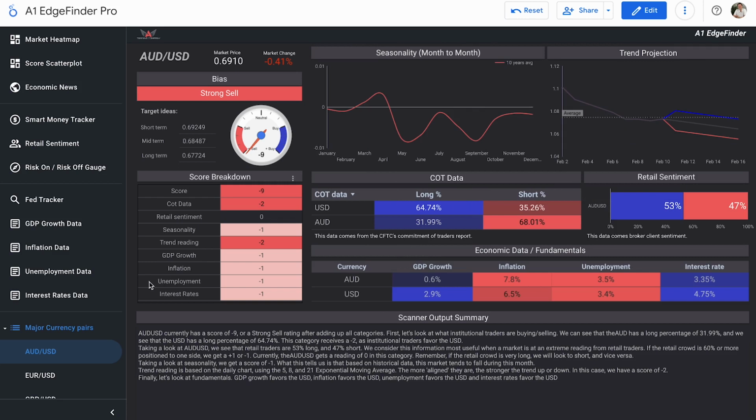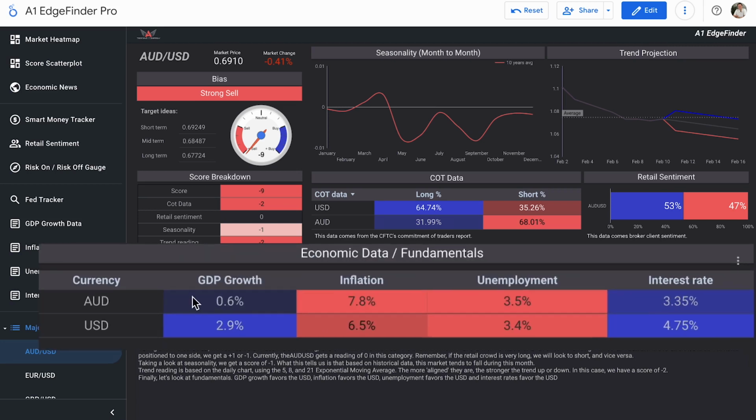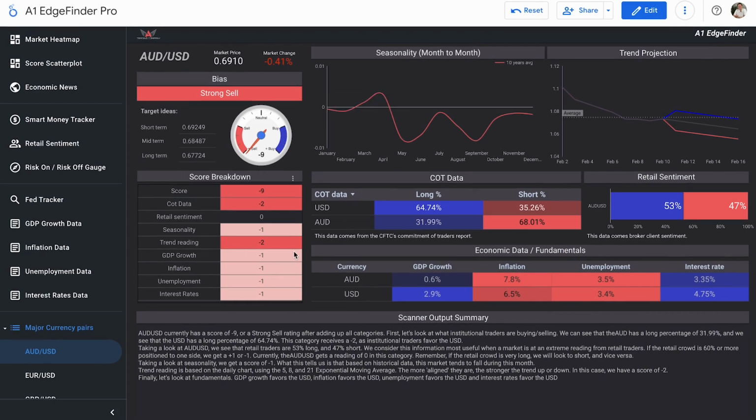Fundamentals now, GDP growth, inflation, unemployment, and interest rates, all scores of -1. And we can take a look at those numbers right here. The US dollar is beating out the Australian dollar in all 4 of these metrics that we score, fundamentally speaking. Australia's GDP growth, 0.6% compared to US 2.9%. Australia's inflation, 7.8% compared to US 6.5%. Australia's unemployment, 3.5% compared to US 3.4%. And lastly, Australian interest rates are at 3.35% compared to 4.75% for the US. So strong sell bias certainly seems that way.